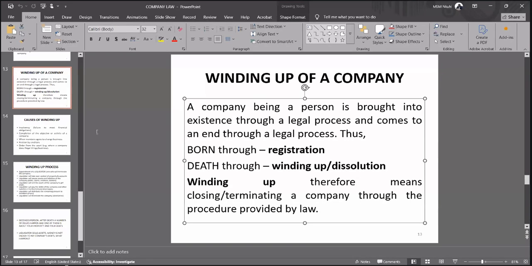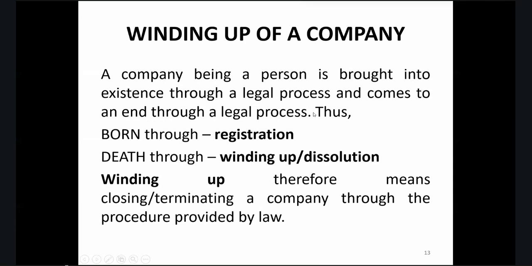We have winding up of a company, and importantly, we are talking about bringing a company to an end in terms of its life. A company is an artificial person, brought into existence through the legal process, and now it has to come to an end through a legal process. A company does not come to an end. It does not die as a natural person dies. It has to go through a legal process where you will be pronounced dead as a company, as an artificial person.